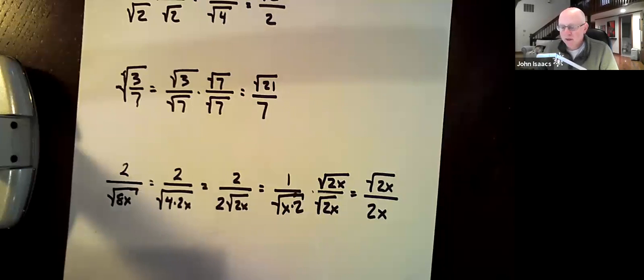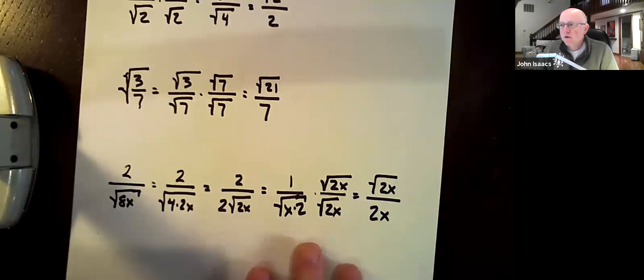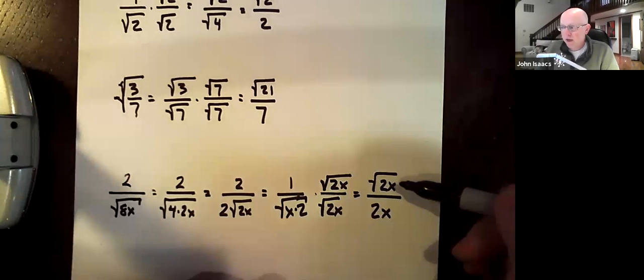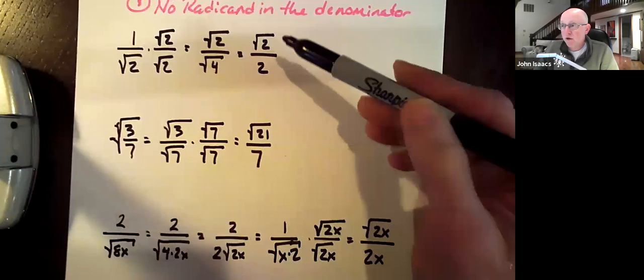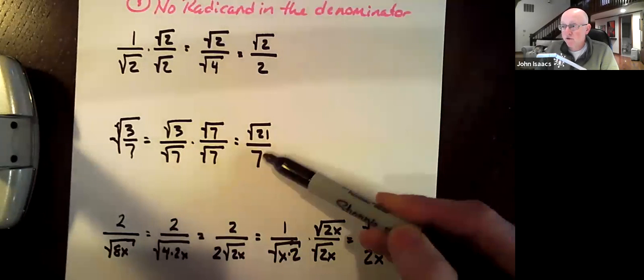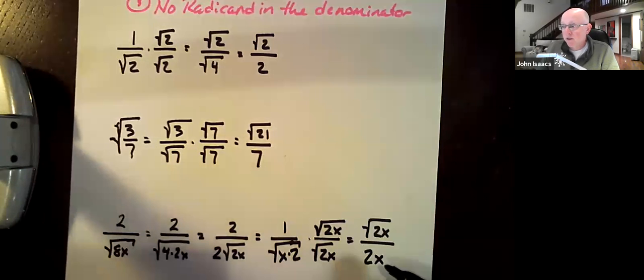So that's some examples of rationalizing the denominator. In each case, we have created maybe a radical in the numerator. There's radicals in the numerator here, but there's no radicals left in the denominators. And that's what we're looking for.